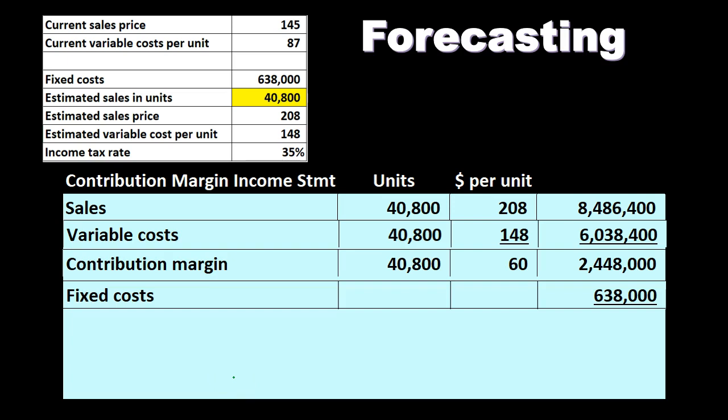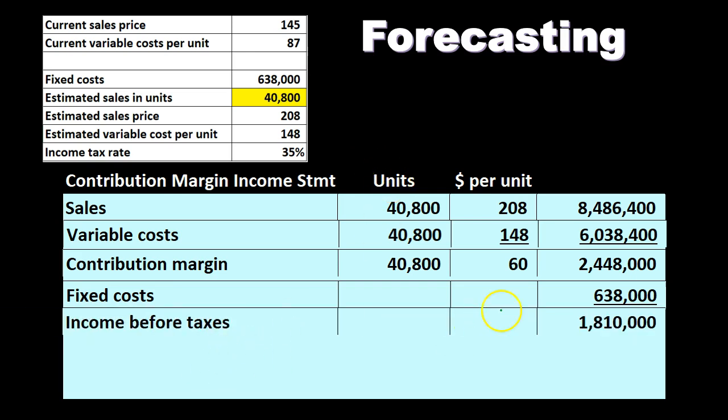The next item will be the fixed costs, and notice we're not taking now the 40,800 because the fixed costs, it doesn't matter how many units we make, they're fixed, that's the point. So the fixed cost is going to go right over to the end. We're going to say 638. It is what it is, it's fixed, and therefore we just keep that as is.